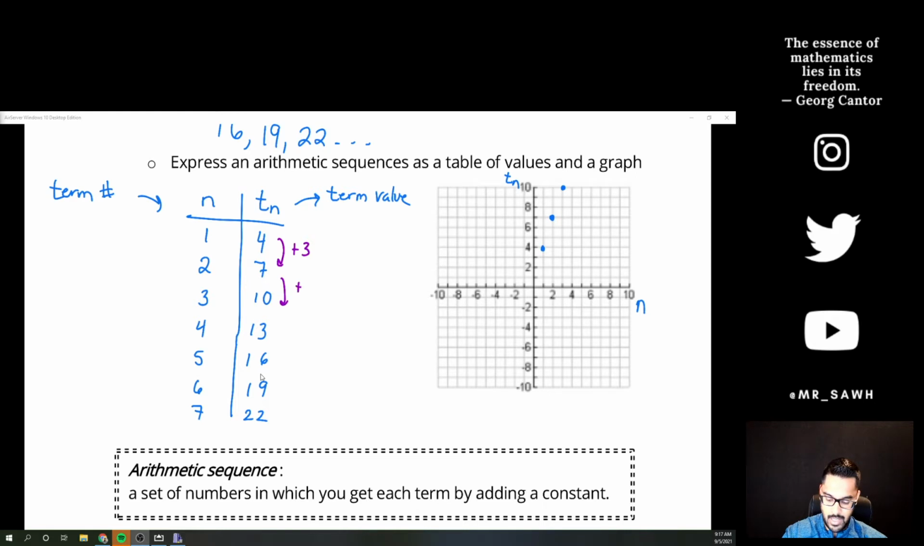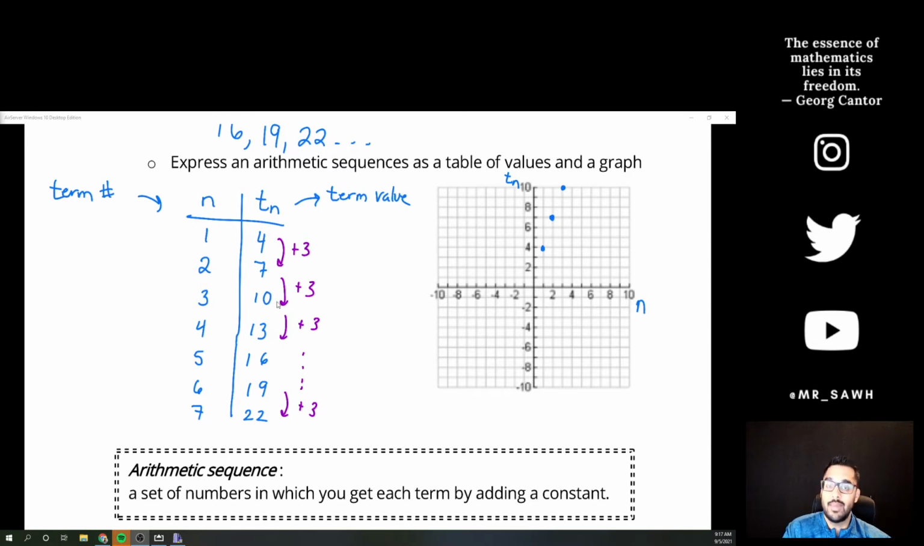7 to 10, added 3. 10 to 13, added 3, so on and so on. Every new term value is obtained by adding the same constant. And that constant's very important. It allows us, if we know what it is and I know where my pattern starts, essentially to find out what any term value is.